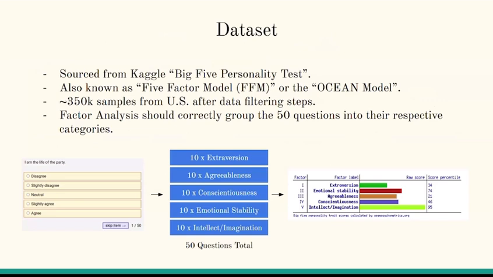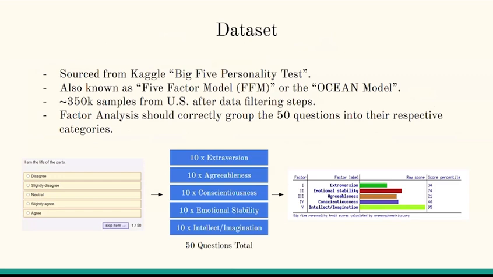Another thing that this is called is the five-factor model or the OCEAN model. And so after we did some data filtering, there ended up being 350,000 samples from the United States. And so we only worked with the United States just to have some sort of uniformity in there. And so the theory is that factor analysis should correctly group the 50 questions into their respective categories.